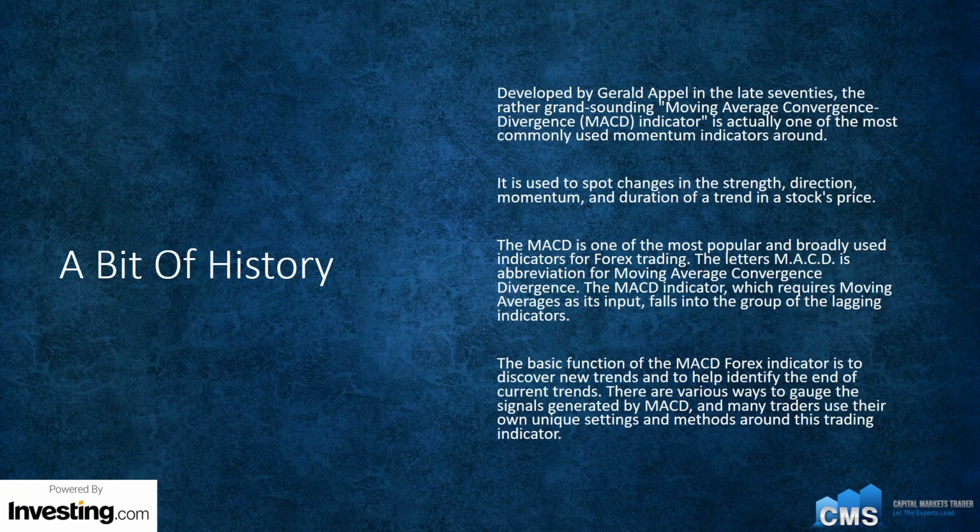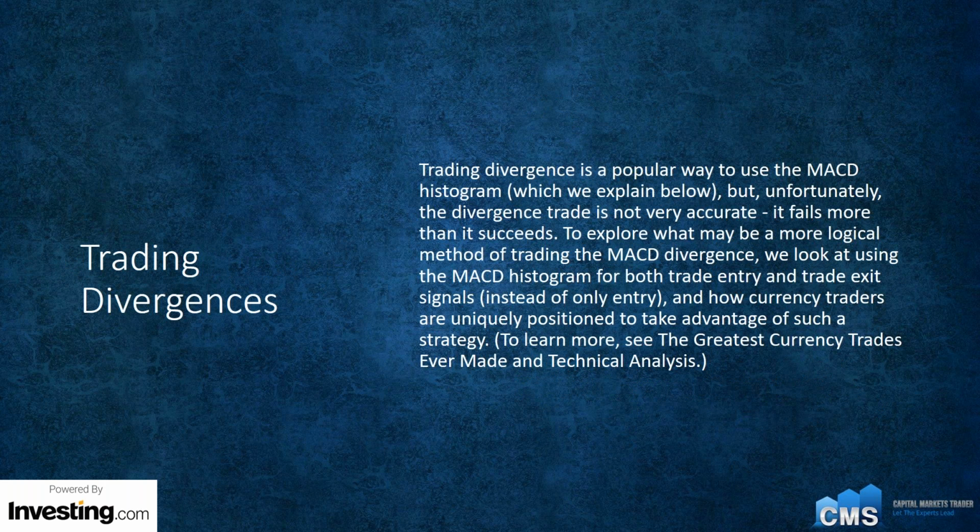The MACD indicator, which requires moving averages as its input, falls into a group that's called lagging indicators. The basic function of the MACD Forex indicator is to discover new trends and to help identify the end of current trends. There are various ways to gauge signals generated by MACD, and many traders use their own unique settings and methods around this trading indicator. Now, I'm going to forewarn you, okay?